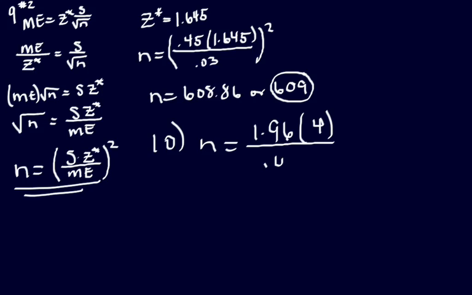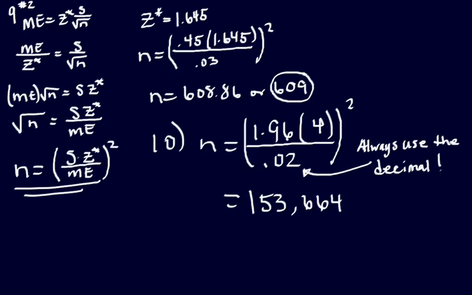Number 10, this one's got a bit of a trick. They threw this part in. If you look at number 10, it doesn't say 0.02 is my margin of error. It says 2%. Be careful. It is common to write the margin of error as a percentage, not as a decimal or proportion. You must remember to always change that to a decimal. If you don't, it will be wrong. You'll get a really, really large sample size. It won't make sense. So don't forget to use the decimal in place of that. Okay, so you get 153,664.